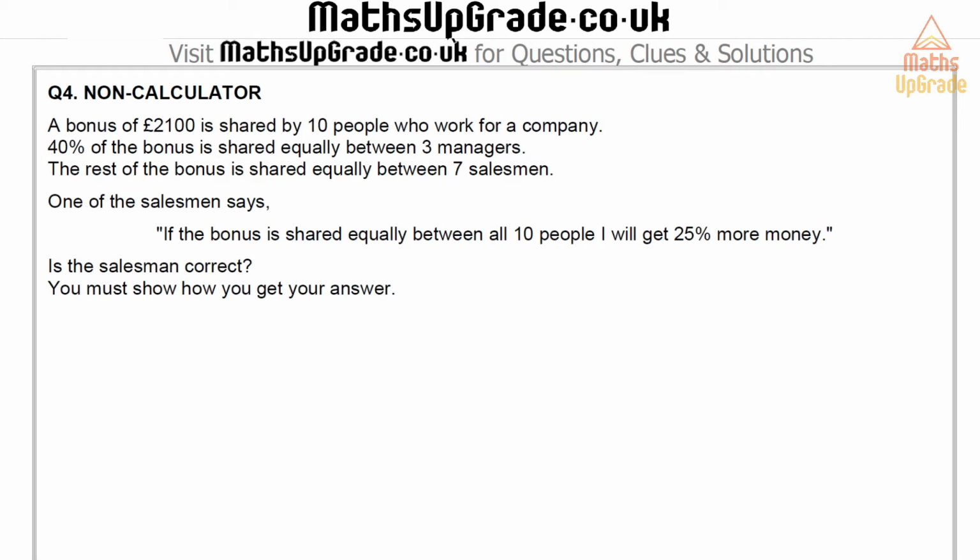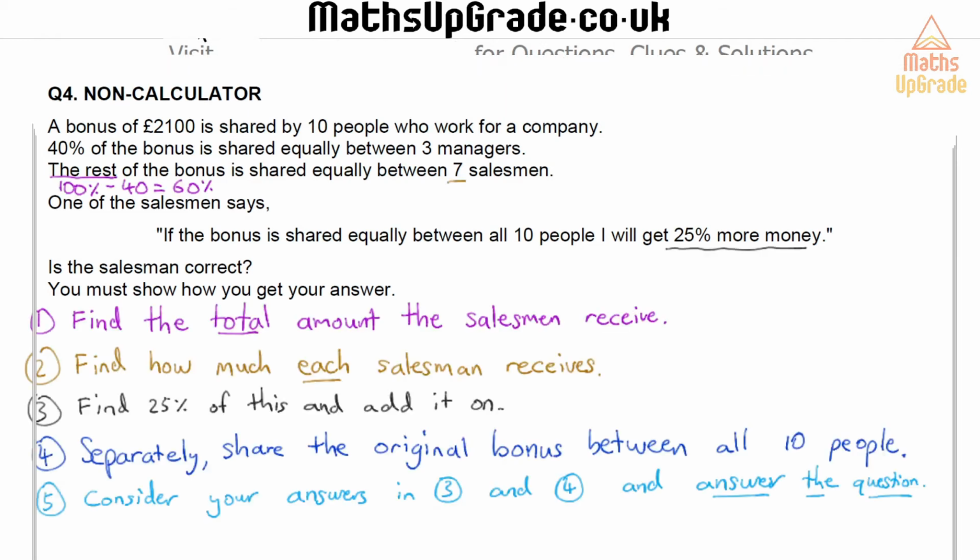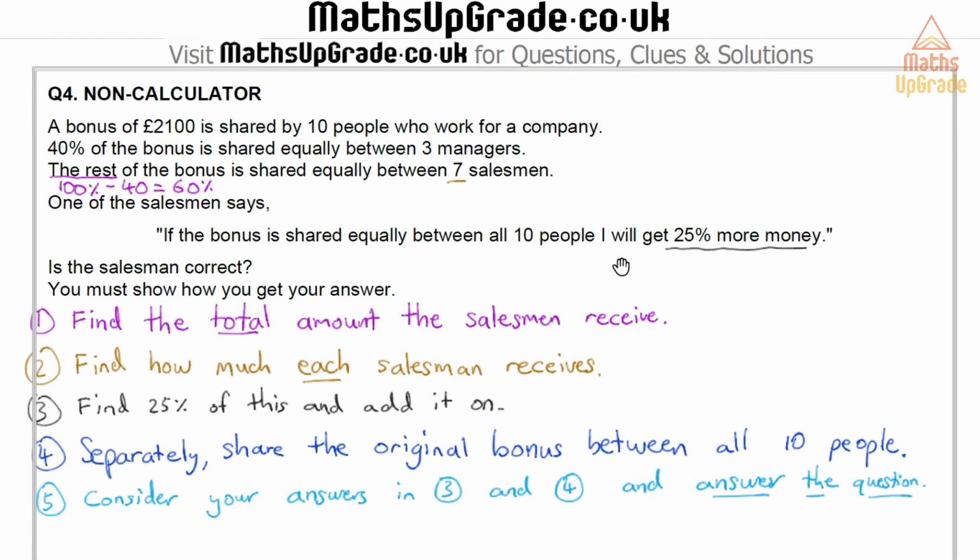So what I'm going to do here, I'm just going to underline the key information and then I'm going to show how I'm going to find this answer. This is not an easy question. There's a lot of steps here. First of all, I'm going to note that once you take out 40% of the bonus, you're left with 60%. So 60% of that bonus will be shared between 7 salespeople.